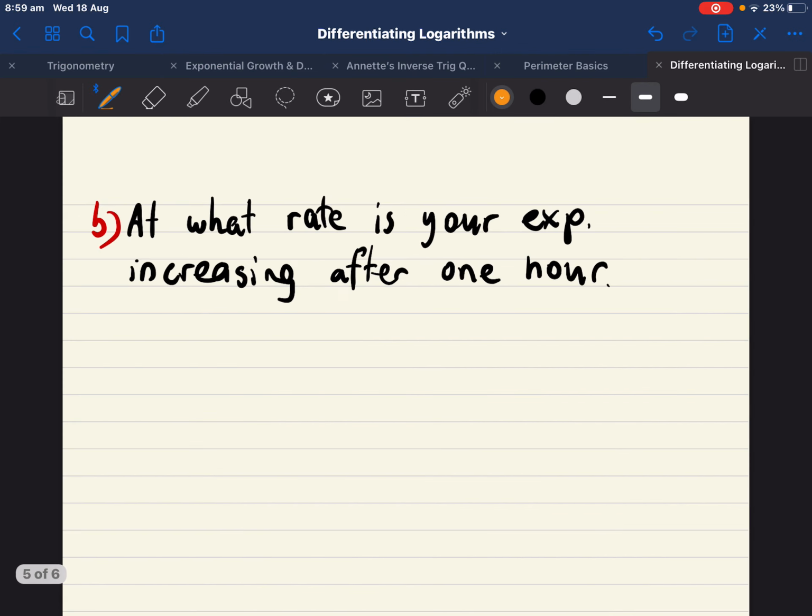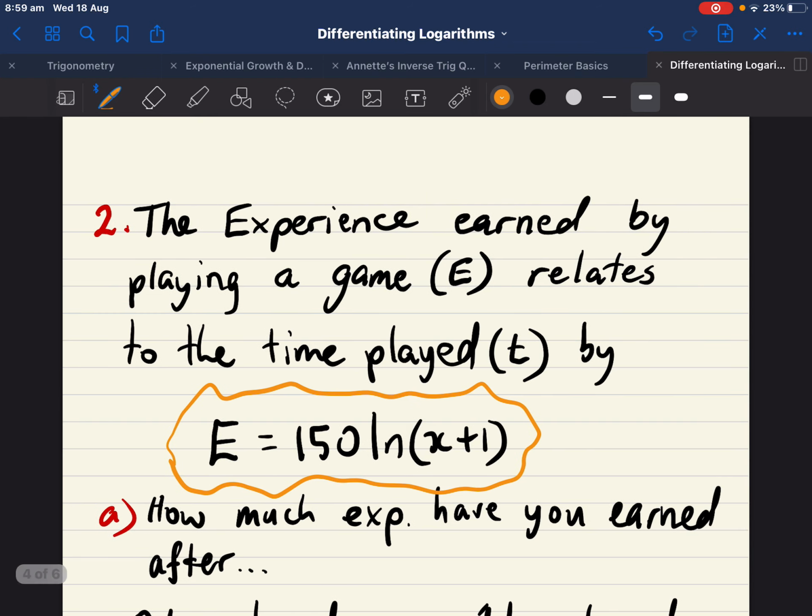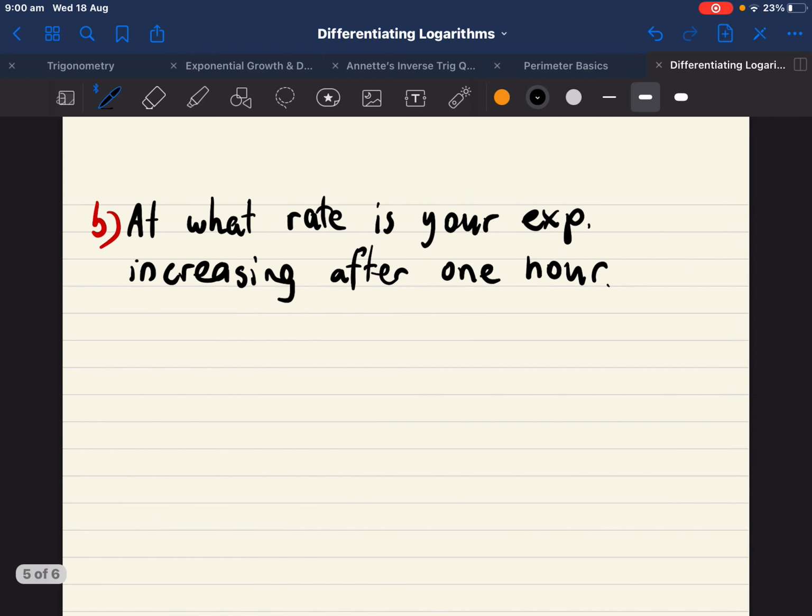All right. Our next question, which is part B of that same one. So we've still got this formula. There's this game that we're playing. And as we play the game, by the way, I just realized that X should be a T. Just changing variables randomly throughout. So we've got this formula here. As you play the game, you end up earning more and more XP. At what rate is your XP increasing after 1 hour?